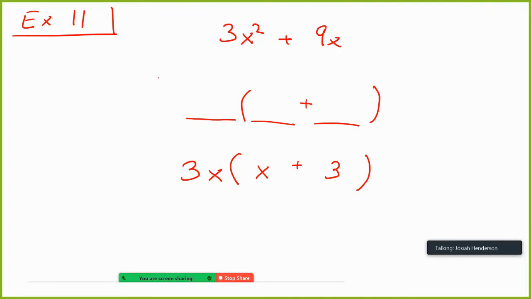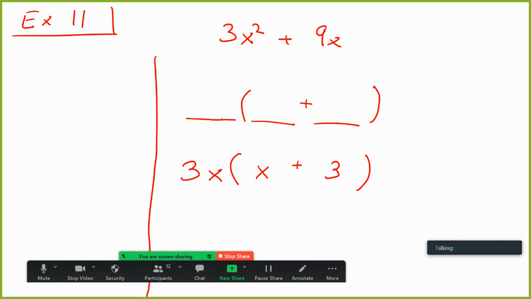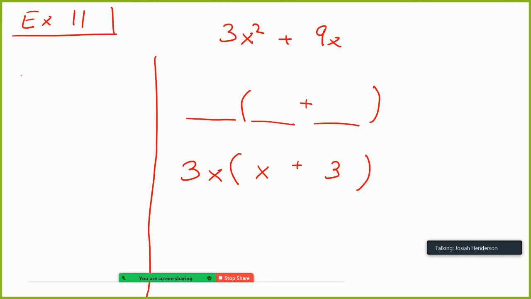Now, I want to show you guys a quick thing if you're wondering how they are finding these leftovers. I didn't really show you this yet, but once you identify what you can take out of each term, so in this case, what can we take out? We took out 3x. This is our first question to ask yourself doing a factoring problem: what can we take out? 3x in this case. Now I want you to take each term from the beginning and literally divide it by 3x and see what's left over.